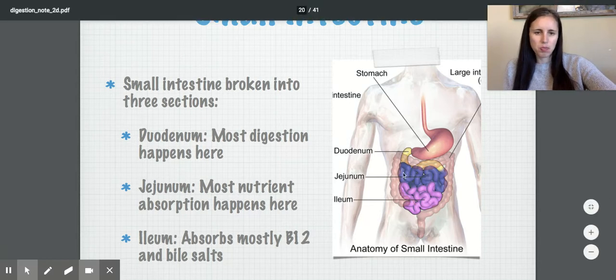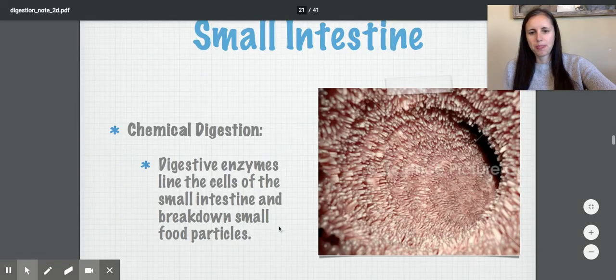Here in this purple section, we have the jejunum. It is where most nutrient absorption happens. So yellow is where we're breaking food down. Purple here is where we're absorbing food. And then the ileum is the end section here. That's where you're absorbing B12 and bile salts. So you're not really absorbing food at this point. You're absorbing some nutrients, some bile salts, and really anything that's kind of left over.